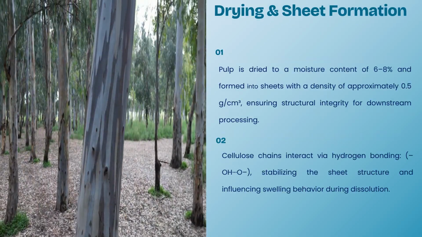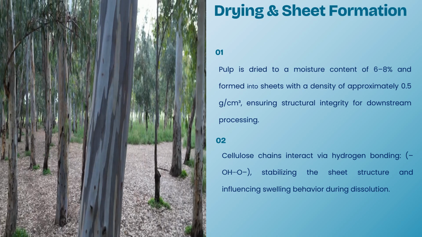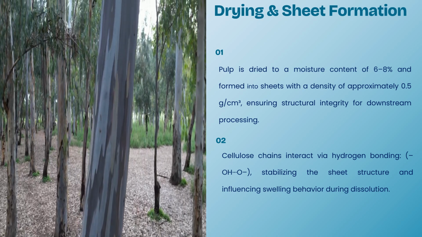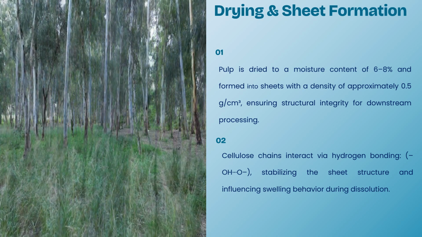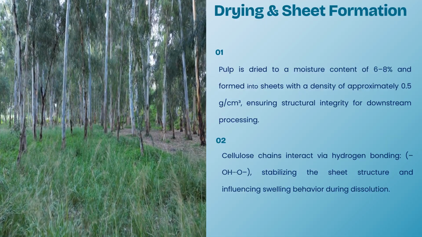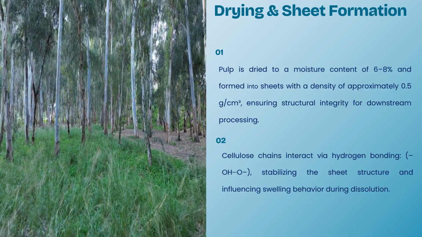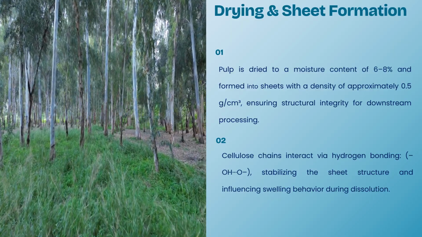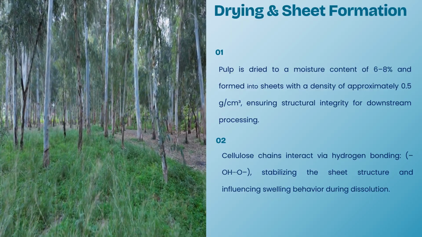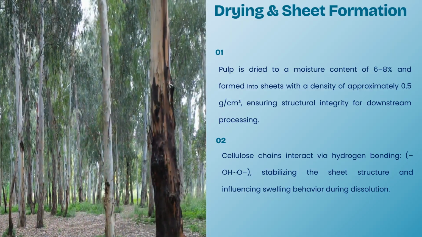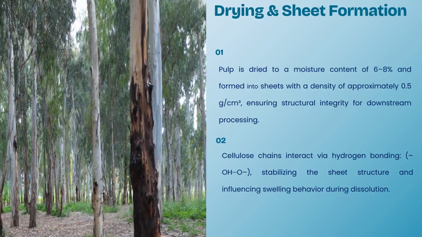Once purified, the pulp is dried and converted into sheets. The moisture content is typically maintained between 6 and 8%. Within the sheet, cellulose molecules are held together by hydrogen bonds, providing sufficient strength for handling and transportation. Proper drying and sheet formation ensure consistent performance during the dissolution stage.